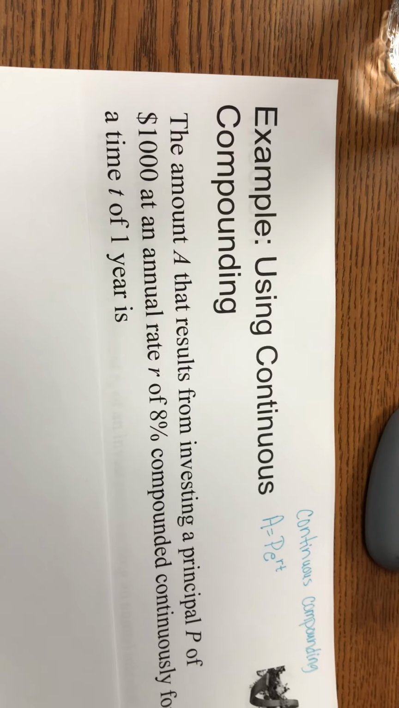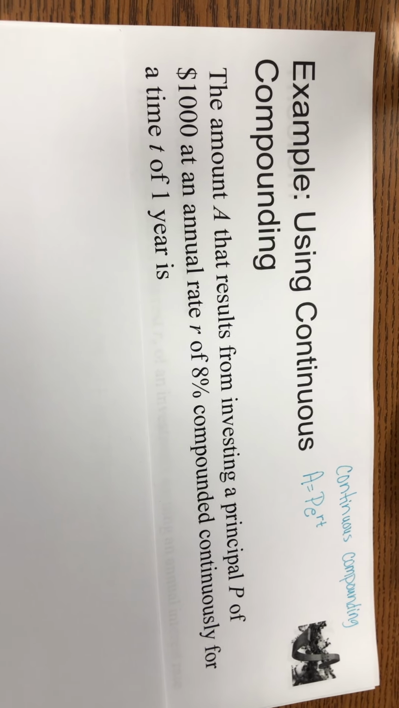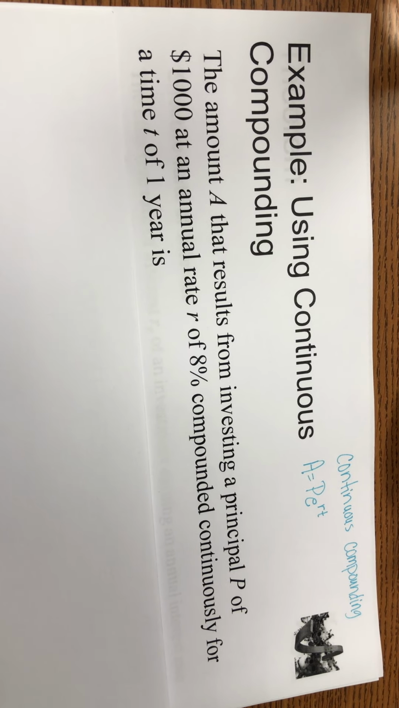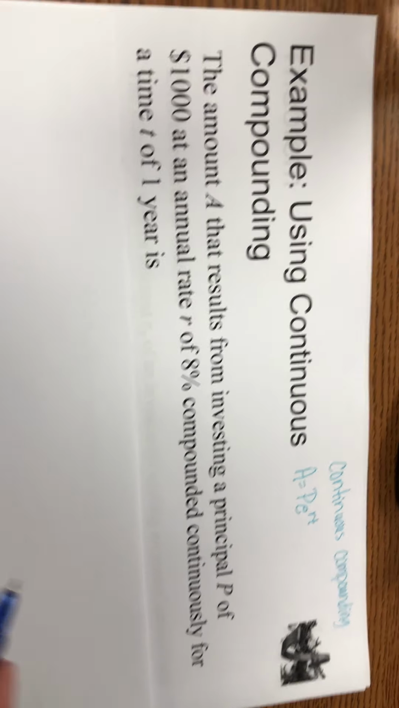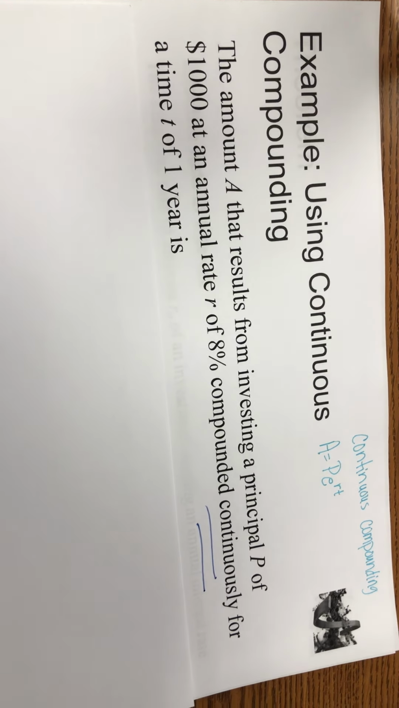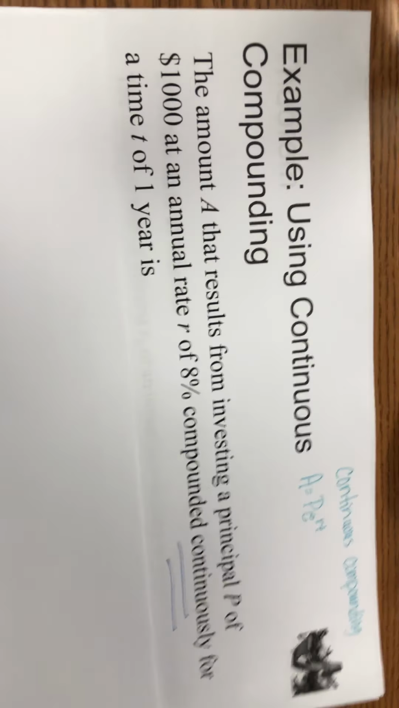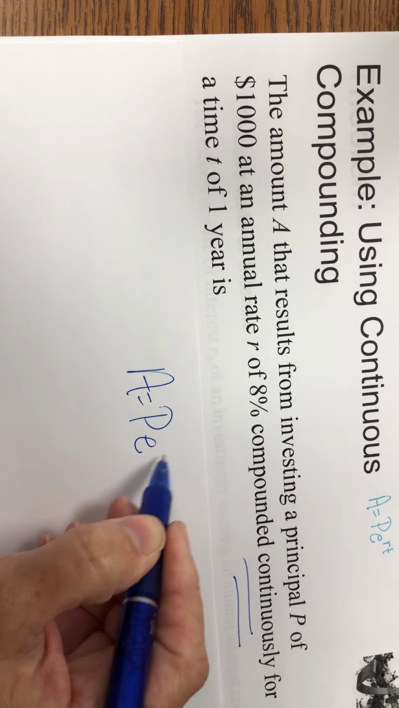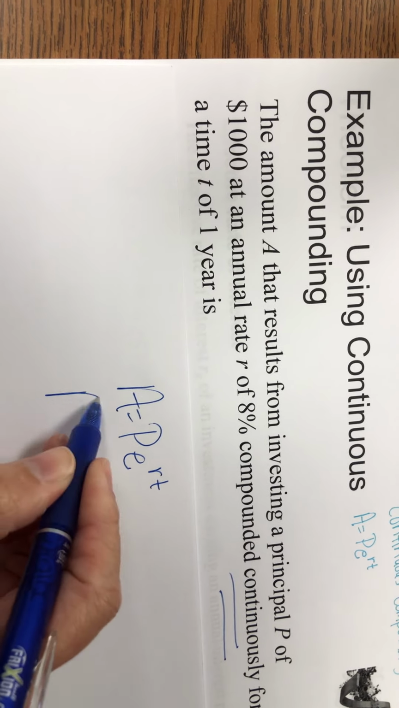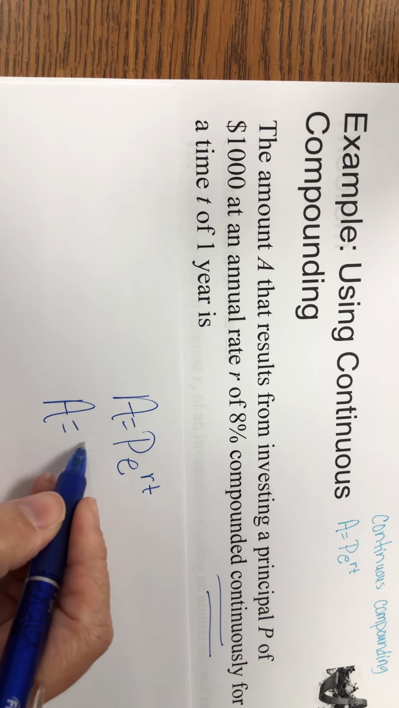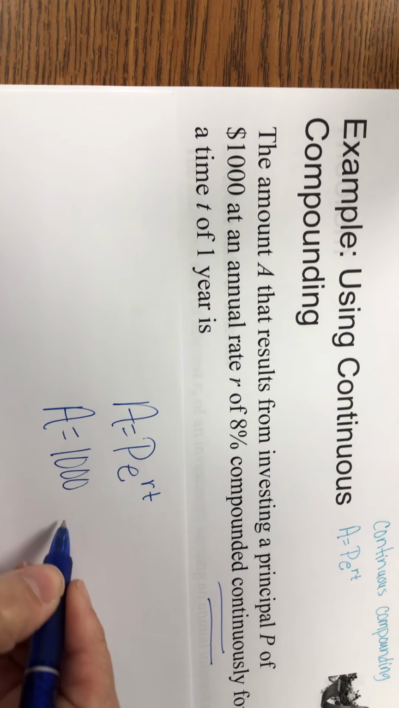So in this particular problem, the amount that results from investing $1,000 at an annual rate of 8% compounded continuously, that means all the time, over and over and over, for a time of 1 year. So let's write down our formula. A equals P times E to the rt. A is how much money we're going to have when we plug in a principal of $1,000.